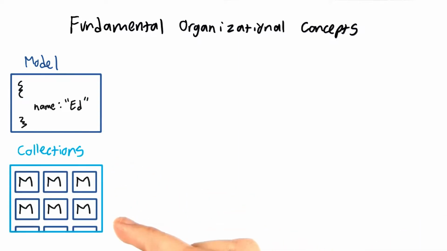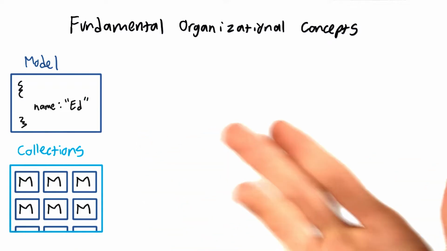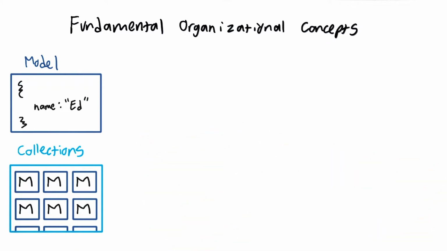Next we have collections. Collections are basically smart arrays. And what are they filled with? Models. Now remember, models are just data. Even if they're intelligent models, they still represent data. So collections of models are collections of data. Just like our cats array in the previous lesson, but a little bit smarter.